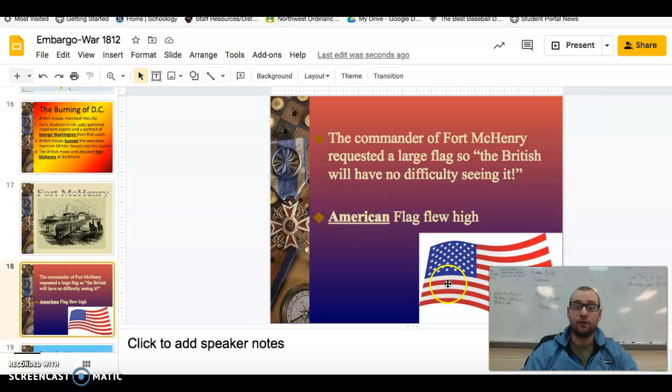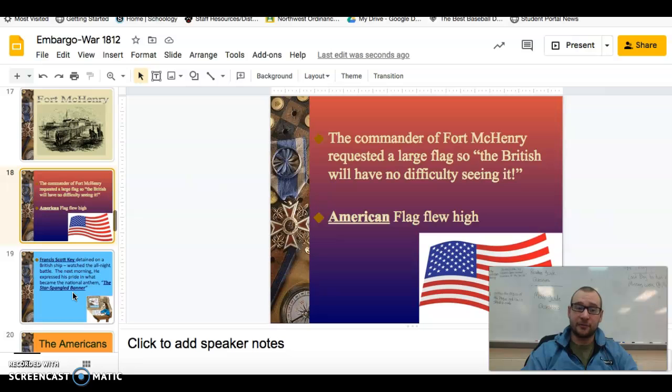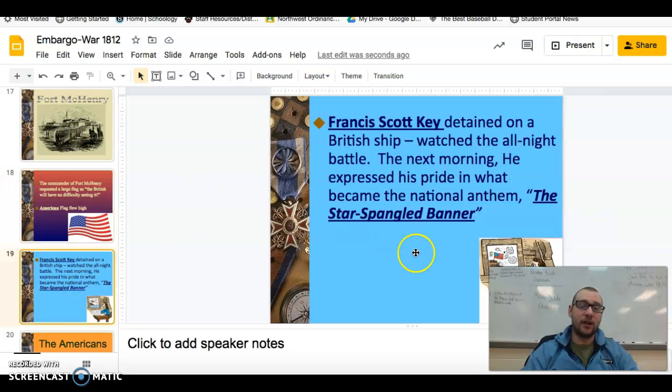So the American flag flew high at the Battle of Fort McHenry, when we're going to have one of these amazing battles between the Americans and the British. And here is one of our key things of today. A man named Francis Scott Key is detained on a British ship. He's watching the all-night battle, and the next morning he is so prideful and struck with emotion, and he's a songwriter, so he's going to write a new song, and it becomes our national anthem.